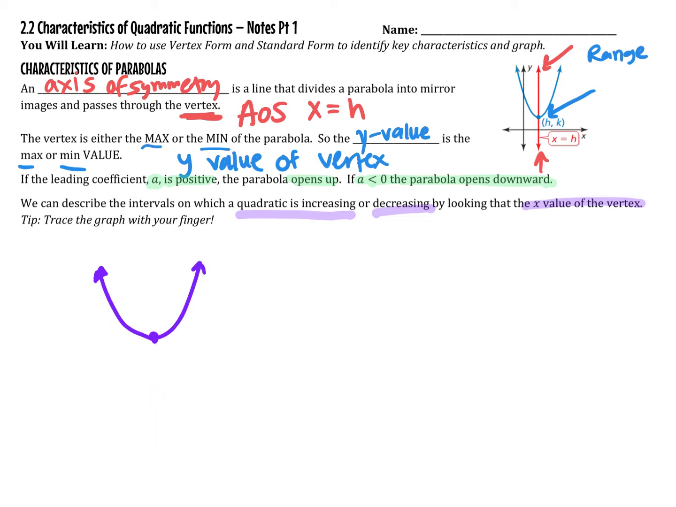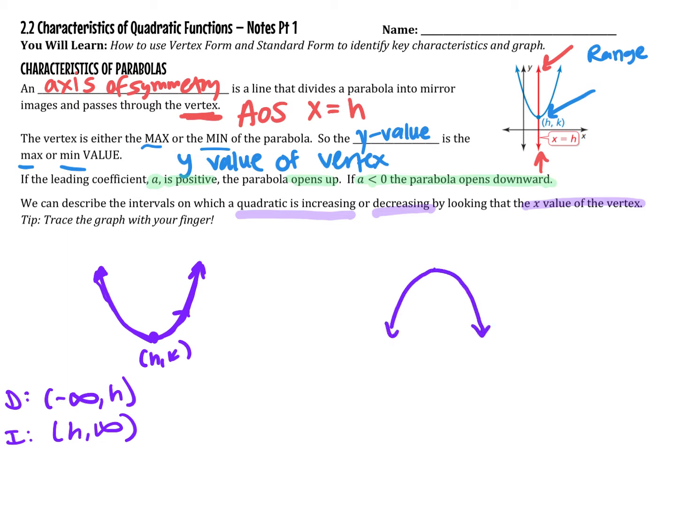So we could say that our quadratic, and I'm going to call the vertex (h, k), is decreasing on the interval from negative infinity to h, because everywhere to the left, we're going down. Once we get to that vertex, we start increasing and going up. So if I traced from the vertex to the right, I'm going up, up, up. So we could say that it's increasing on the interval from h to infinity, because we're talking about the x values. It's decreasing until it gets to the vertex. It's increasing until it gets to infinity. Now, the opposite of that would be true if we had a parabola that opened downward.